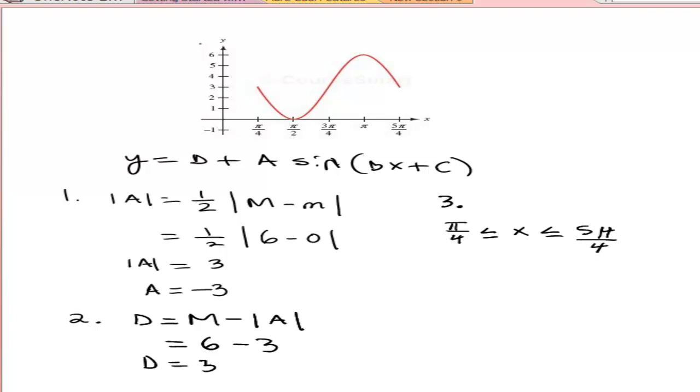Then I want to rewrite this inequality so that it's between 0 and 2 pi, because that's what a normal cycle of sine goes through. Let's go ahead and do it, then I'll explain it further. First, I want to make the left endpoint a 0, so I'm going to subtract pi over 4 from every piece. If we do that, we get 0 is less than or equal to x minus pi over 4, which is less than or equal to 5 pi over 4 minus pi over 4, which is 4 pi over 4, which is just pi.